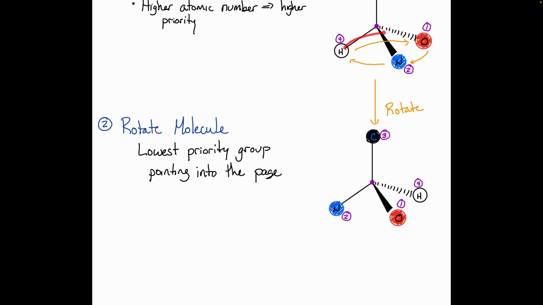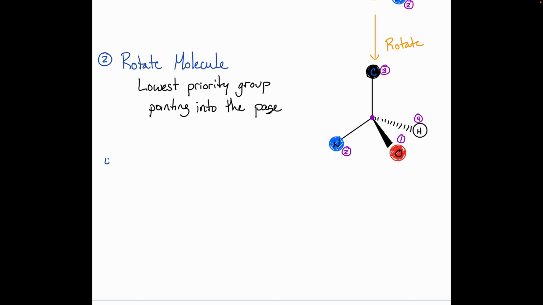So I've rotated these bottom groups. My hydrogen went into this position, my nitrogen this position, my oxygen that position, my nitrogen that position. So now we've rotated our molecule such that that lowest priority group is pointed into the page. All right, and then the last step here is going to be to apply our RS rules.